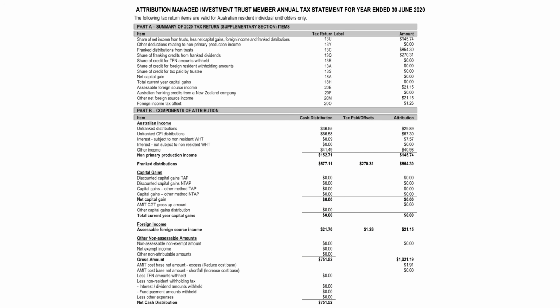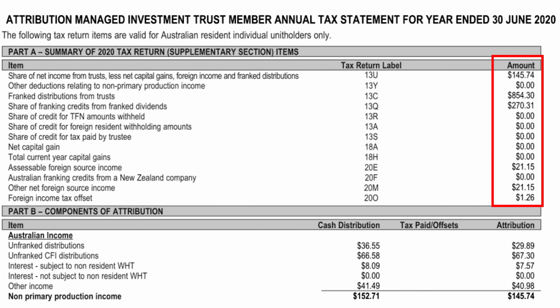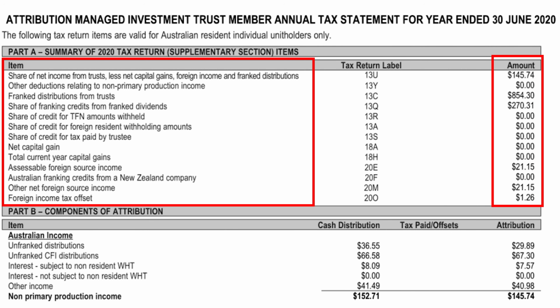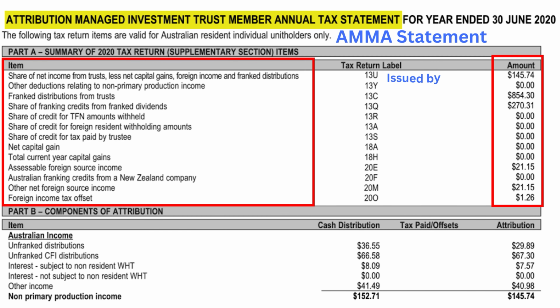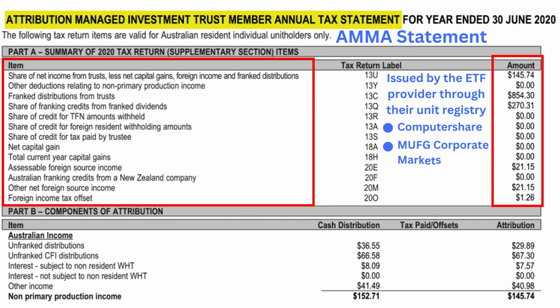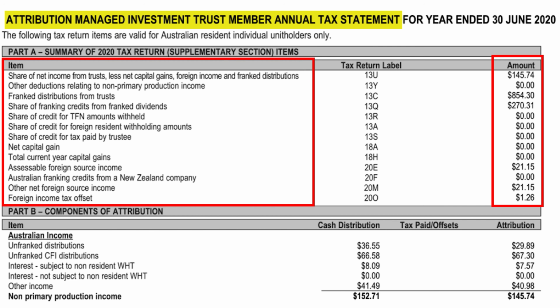For your tax return, you are required to report both the full amount and the exact type of income, exactly as shown on your Attribution Managed Investment Trust Member Annual Tax Statement. This statement, commonly referred to as the AMMA statement, is issued by the ETF provider through their unit registry such as Computershare or MUFG Corporate Markets and is usually available in July or August. It might look intimidating, but it's clearly labeled to show which numbers go where on your tax return.